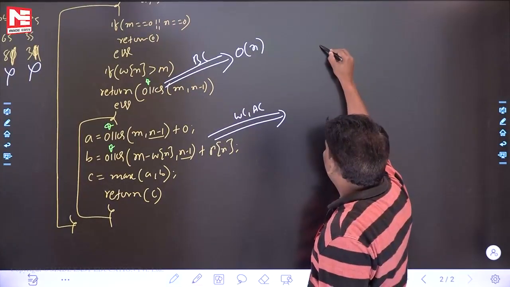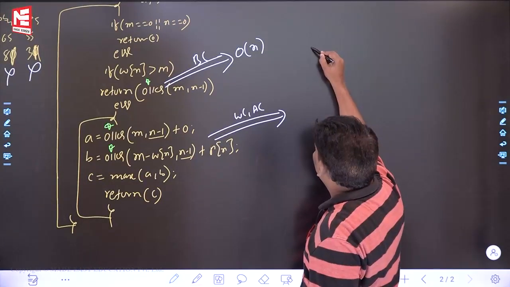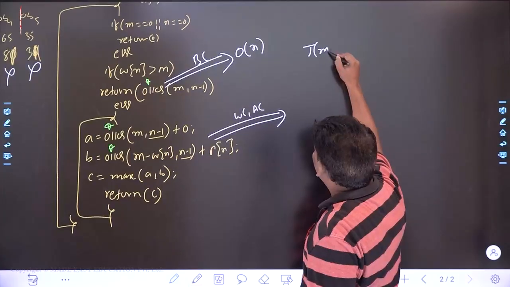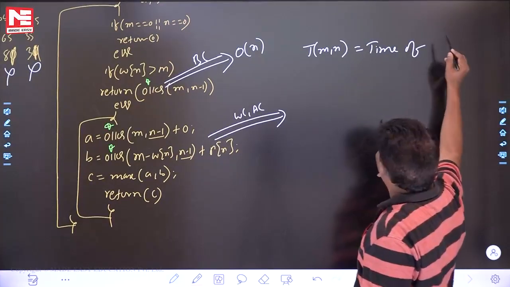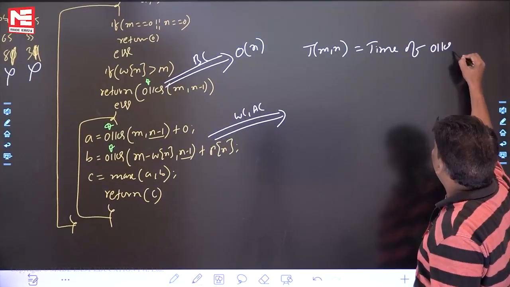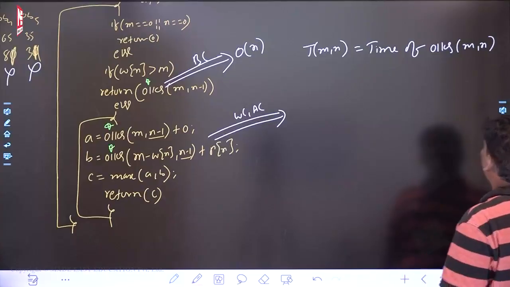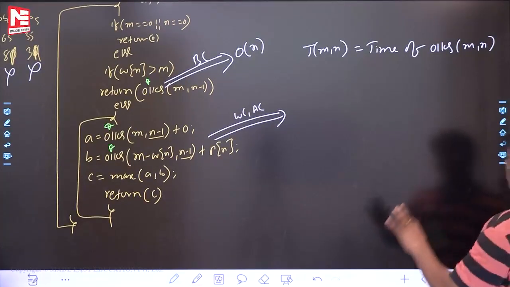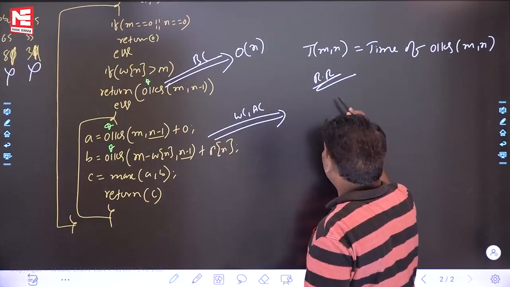See this one. Make sure that everyone listens. T of m comma n is equal to the time of 0/1 knapsack of m comma n. Now see the recurrence relation. Worst case and average case, same thing as the previous problem.